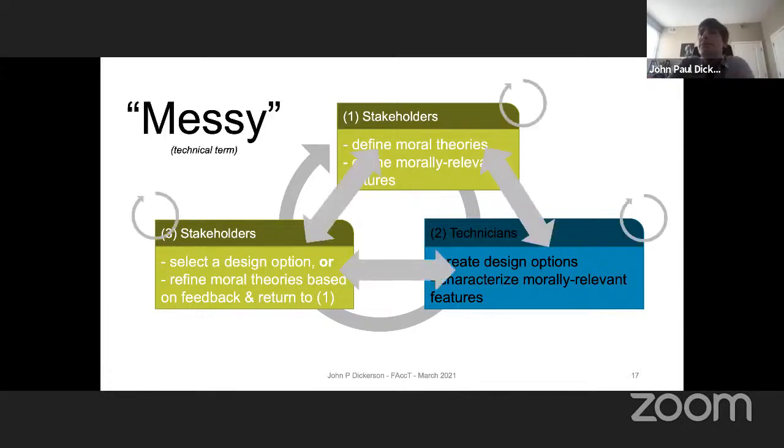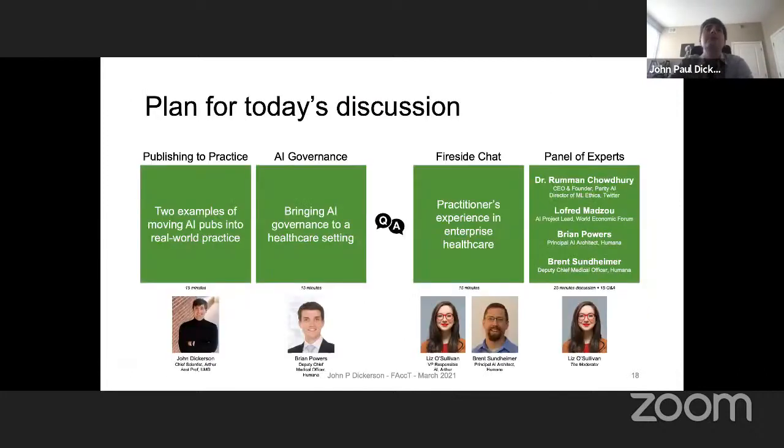In practice, there are all sorts of feedback loops within this. Technicians have feedback loops within themselves and so on. This is a messy, messy process, and it's one that I will now hand off to Brian Powers to discuss from the other side.